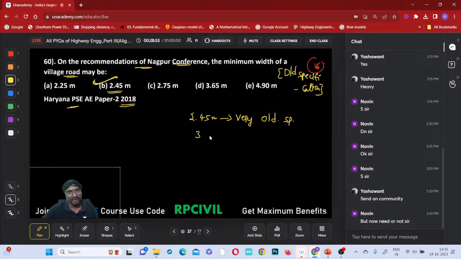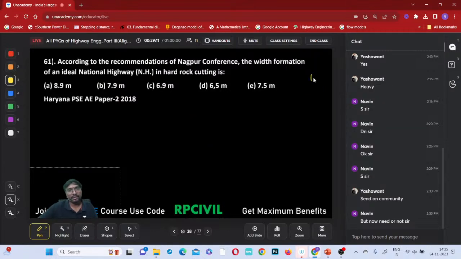But at present, what can you say? 3 meter is the new specification, or 3.75. Village road is given means the restriction, okay, 3 meter as per the new specifications. Got it now? Now, shall we move on to the next question? 61st question, all of you.